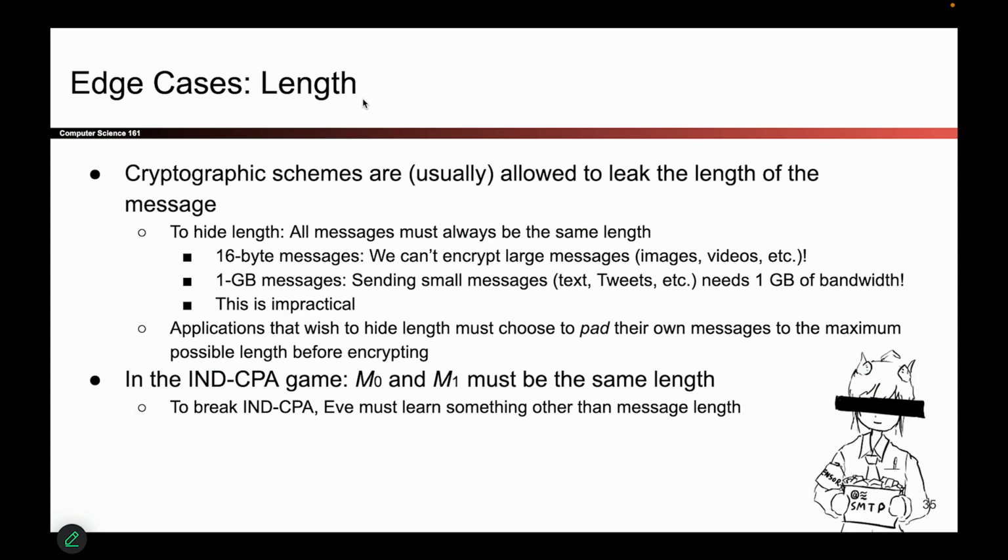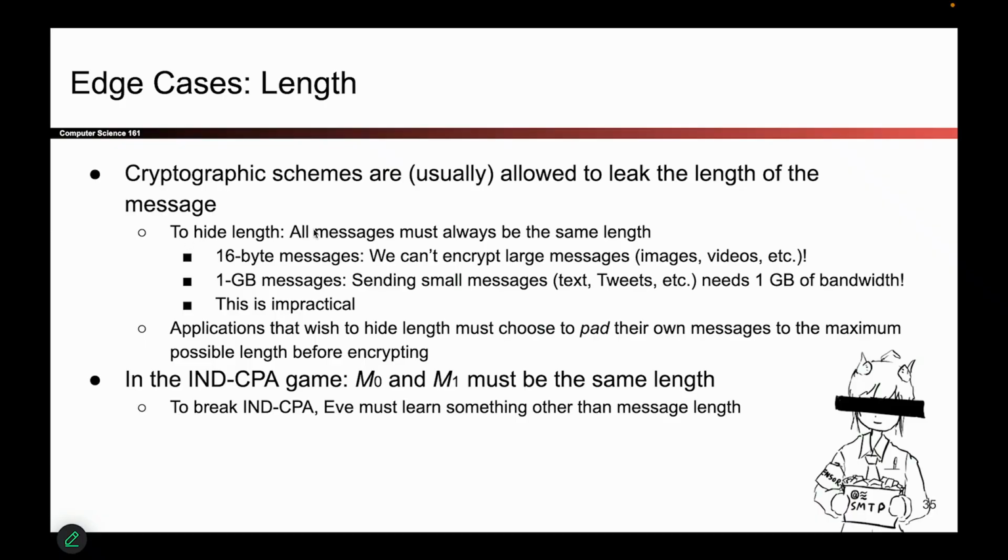So it turns out that in practice, cryptographic schemes are usually allowed to leak the length of the message. So earlier we said that the scheme should not allow Eve to learn anything about the message, but usually in real life, we make an exception for length. And to see why, let's imagine a case where you have to hide length. If you have to hide the length from the attacker, you have to make sure that every ciphertext has the same length. If some ciphertexts are short and some ciphertexts are long, Eve can use that to deduce this was a short message, this was a long message.